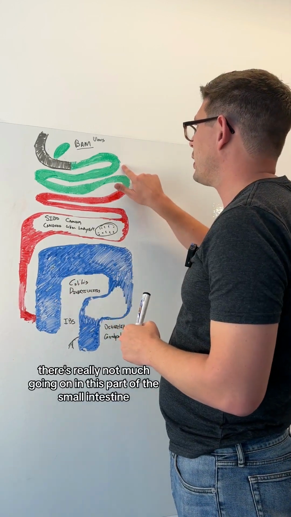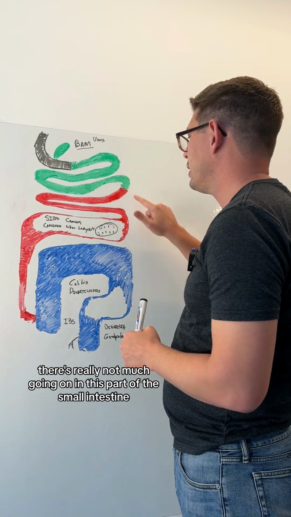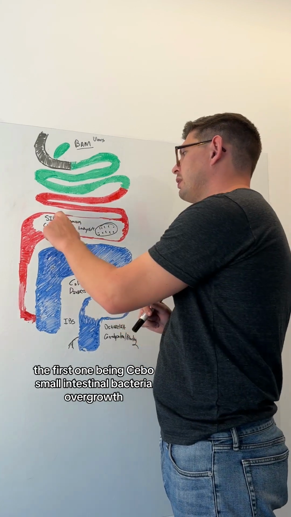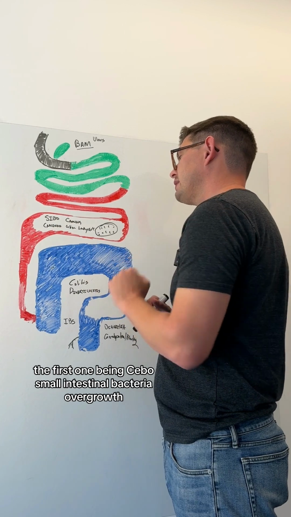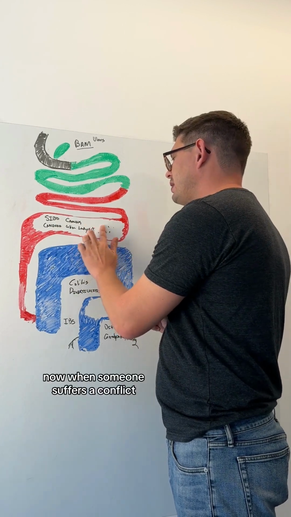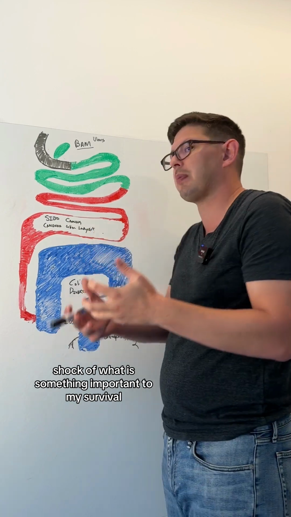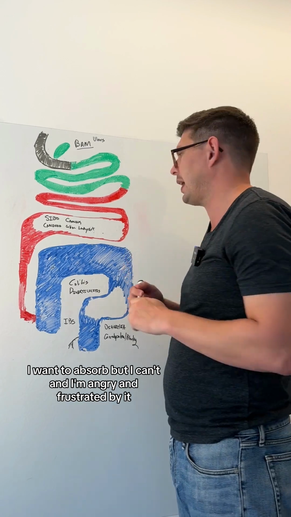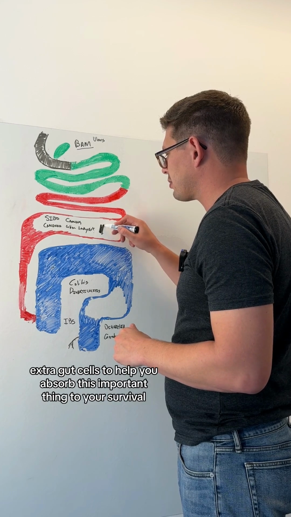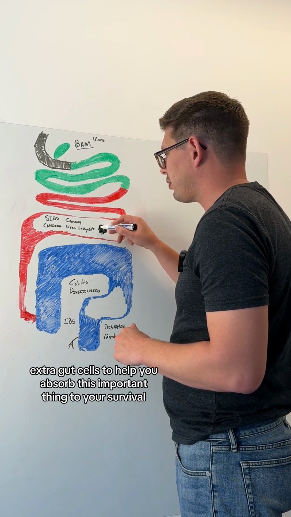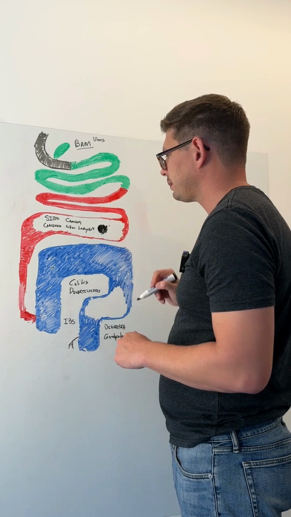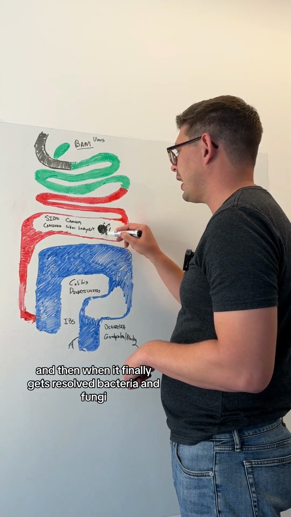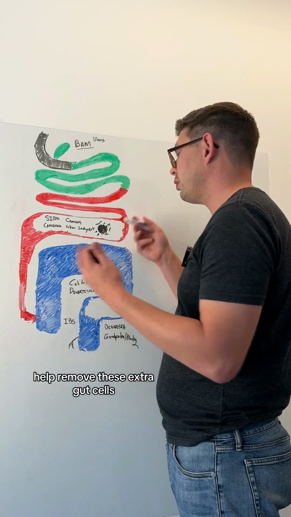There's really not much going on in this part of the small intestine, but in the ileum, we have a lot of issues that can happen. The first one being SIBO, small intestinal bacteria overgrowth. Now, when someone suffers a conflict shock of what is something important to my survival, I want to absorb, but I can't, and I'm angry and frustrated by it, the gut starts to develop extra gut cells to help you absorb this important thing to your survival. And then when it finally gets resolved, bacteria and fungi help remove these extra gut cells.